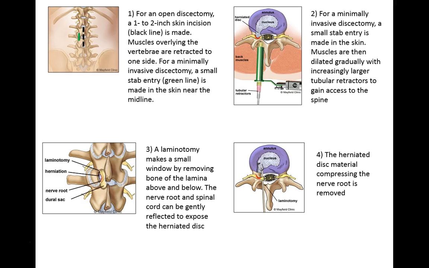I don't know if you can see at the top there's the black dotted lines. So for an open discectomy, a standard one, the incision will be much bigger, as opposed to just a smaller stab wound when they gain access through a retractor, and then the microscope gives a much clearer view for the surgeon, and then they can remove the herniated disc material to relieve the compression.